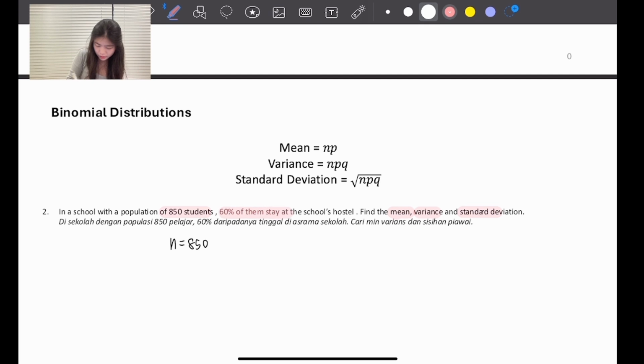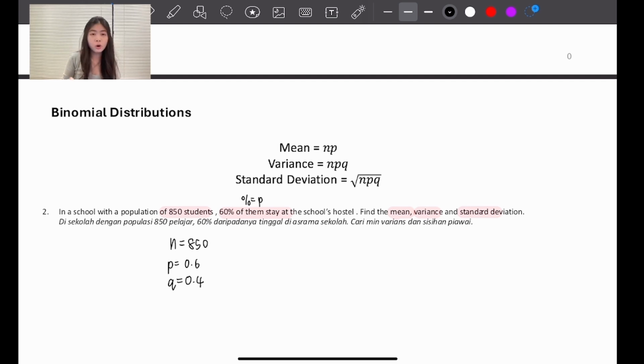60% of them stay at the school hostel. As we said before, any percentage given represents a probability. So here the probability p will be 0.6, and we can also find q equal to 0.4, right? Once we know all the information, we can continue to calculate them.